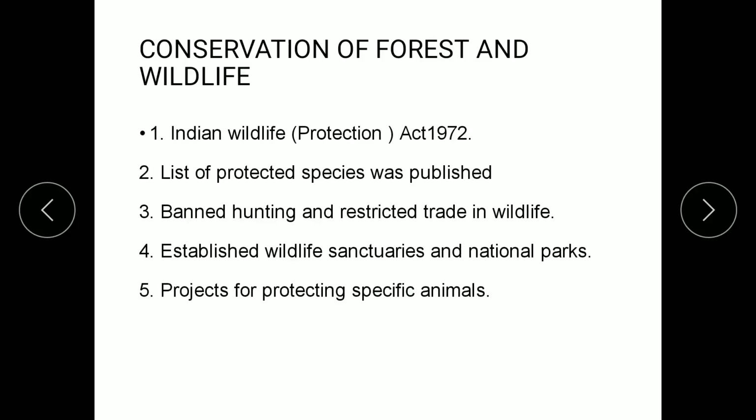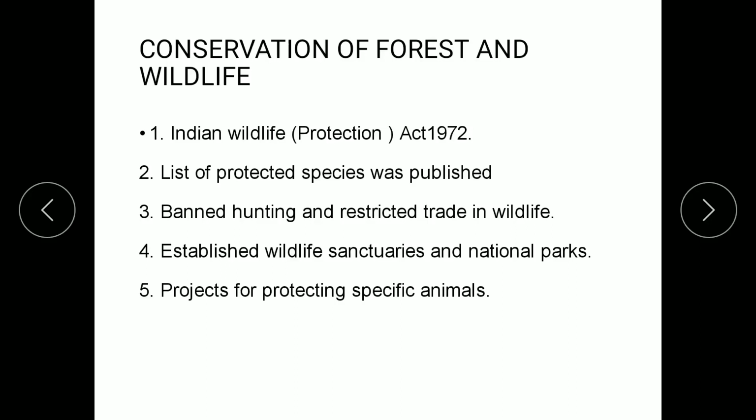The Indian Wildlife Protection Act of 1972, only to protect the forest from hunting and poaching. We have listed the protected species. We have made reserve forests and community forests. We have developed botanical gardens and zoological gardens for the conservation of different species. We have made rules and regulations legally, and we ban hunting and restrict trade of wildlife. And we have also developed different types of wildlife sanctuaries and national parks in different parts of the country.